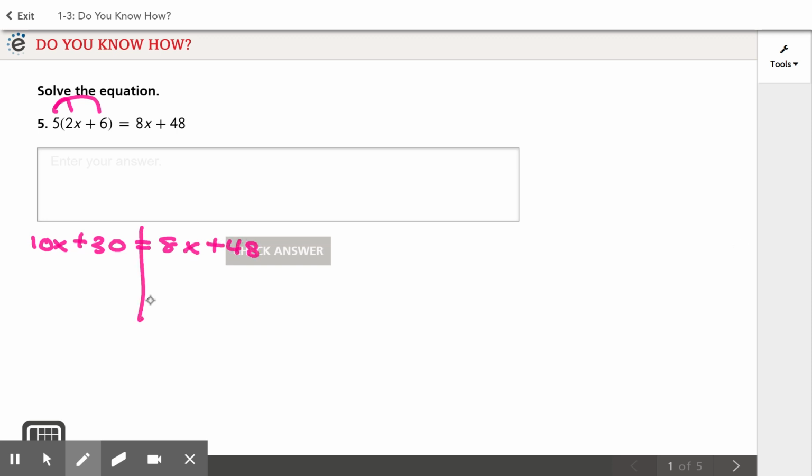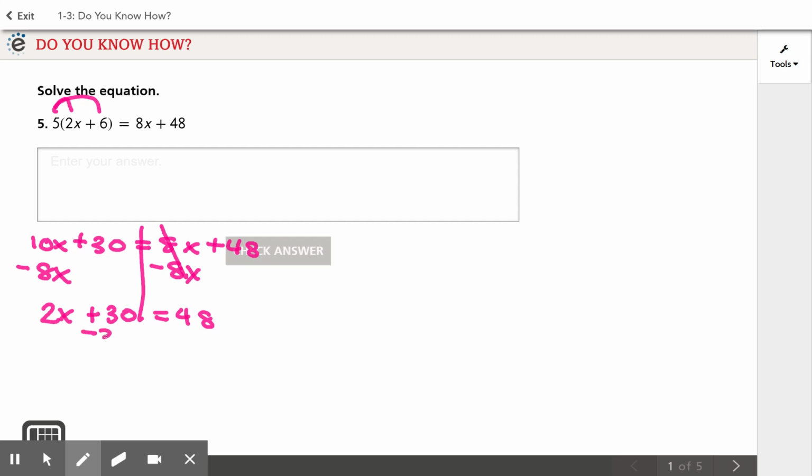Now I personally like to move the variable to the left first. You have to minus 8x. Biggest mistake I saw, students did not put that x next to the 8. To undo a positive 8x, you have to take away 8x. So then we have 2x plus 30 equals 48.